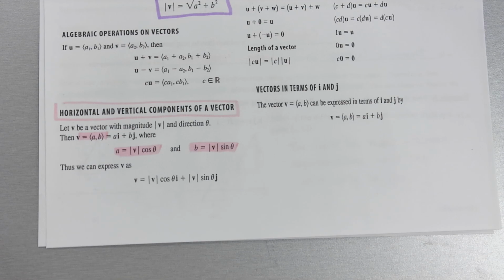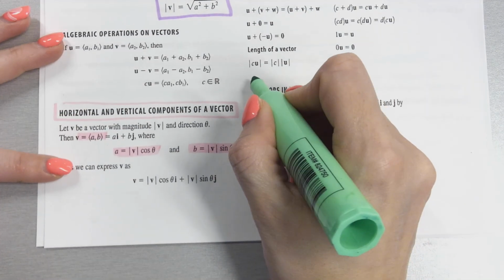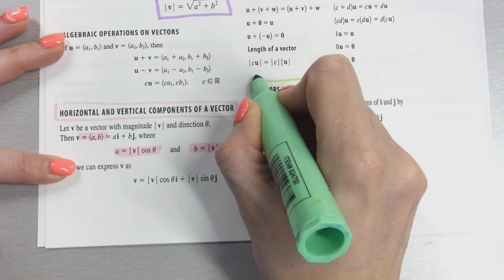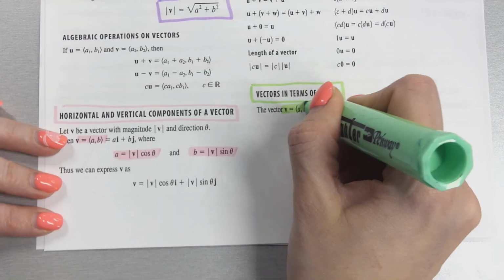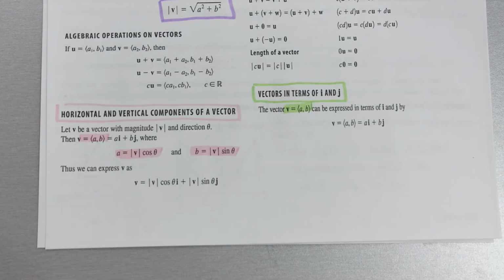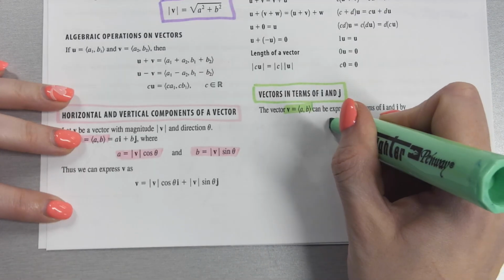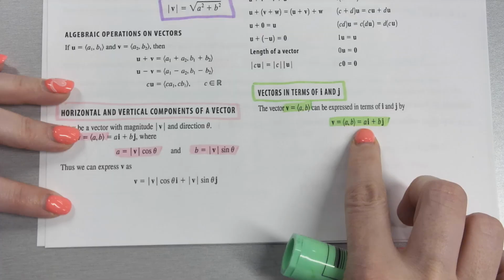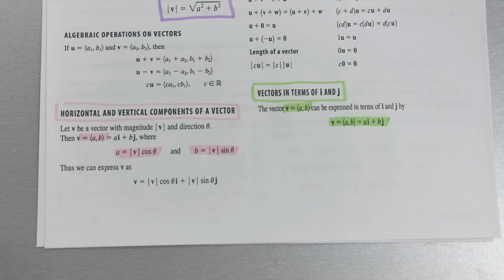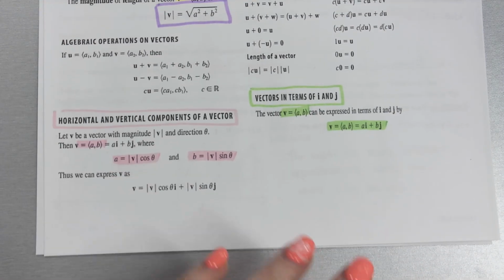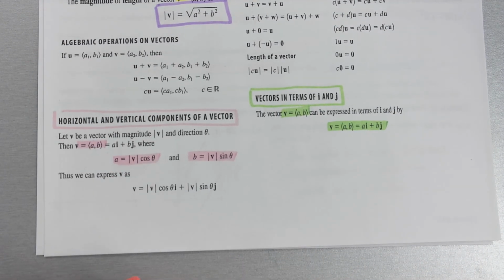And then the other way that we're going to write this is vectors in terms of i and j. So the vector can be represented in terms of i and j, like this. So you'd write the horizontal component in front of i and the vertical component in front of j. Okay, so we're going to summarize that below so you have something quick to look back at.